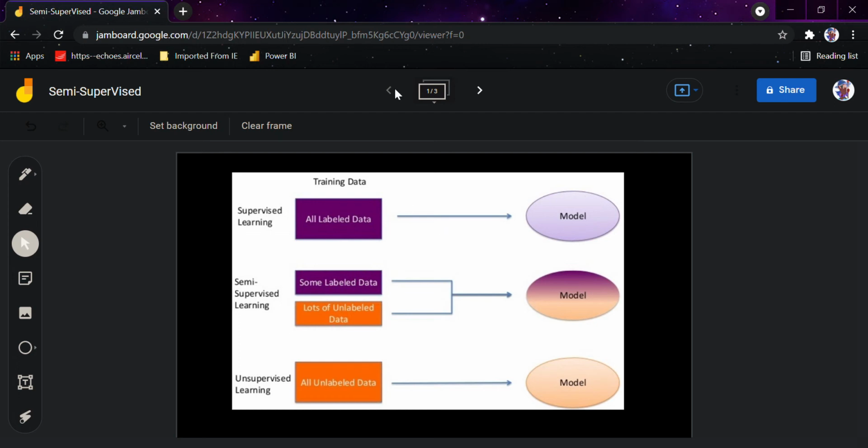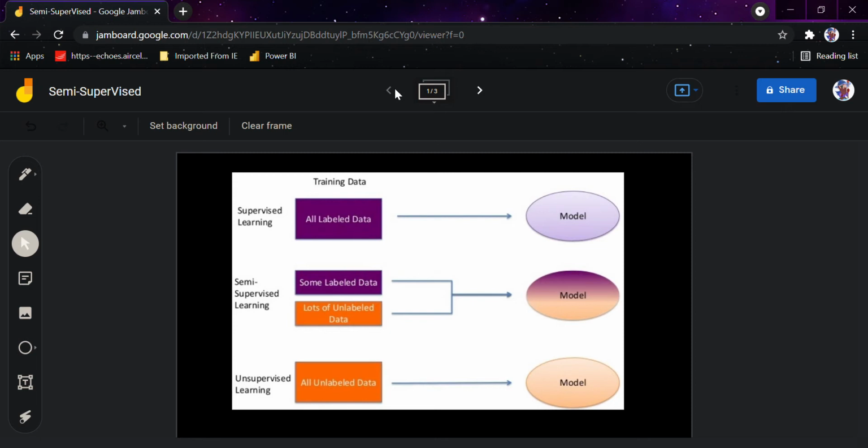So hi guys, today we will be starting with semi-supervised learning. We have already talked about supervised learning and unsupervised learning. To give you a small recap, in supervised learning, the training data fed to the algorithm includes the desired solutions called labels. And in unsupervised learning, the training data is unlabeled. The system tries to learn without a teacher.